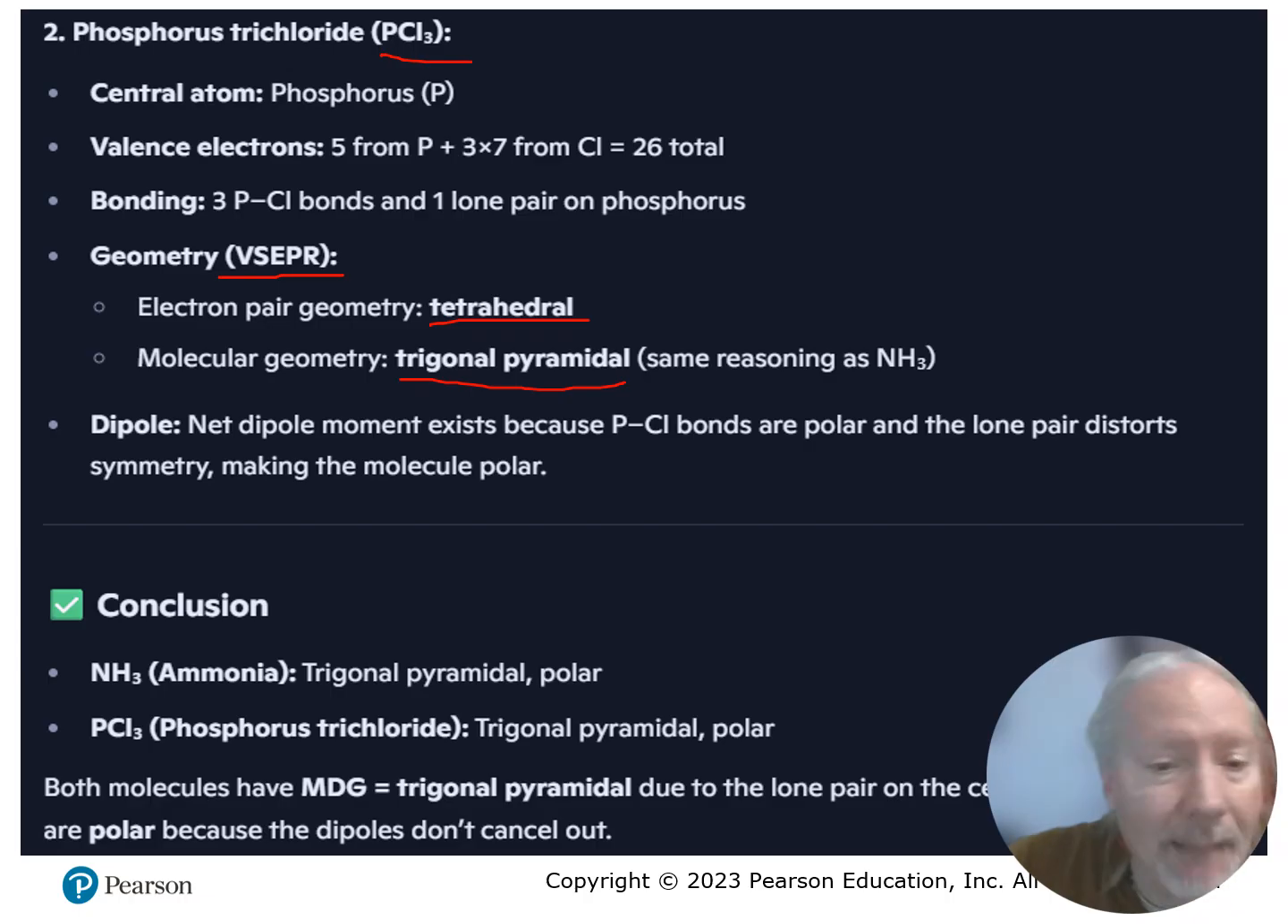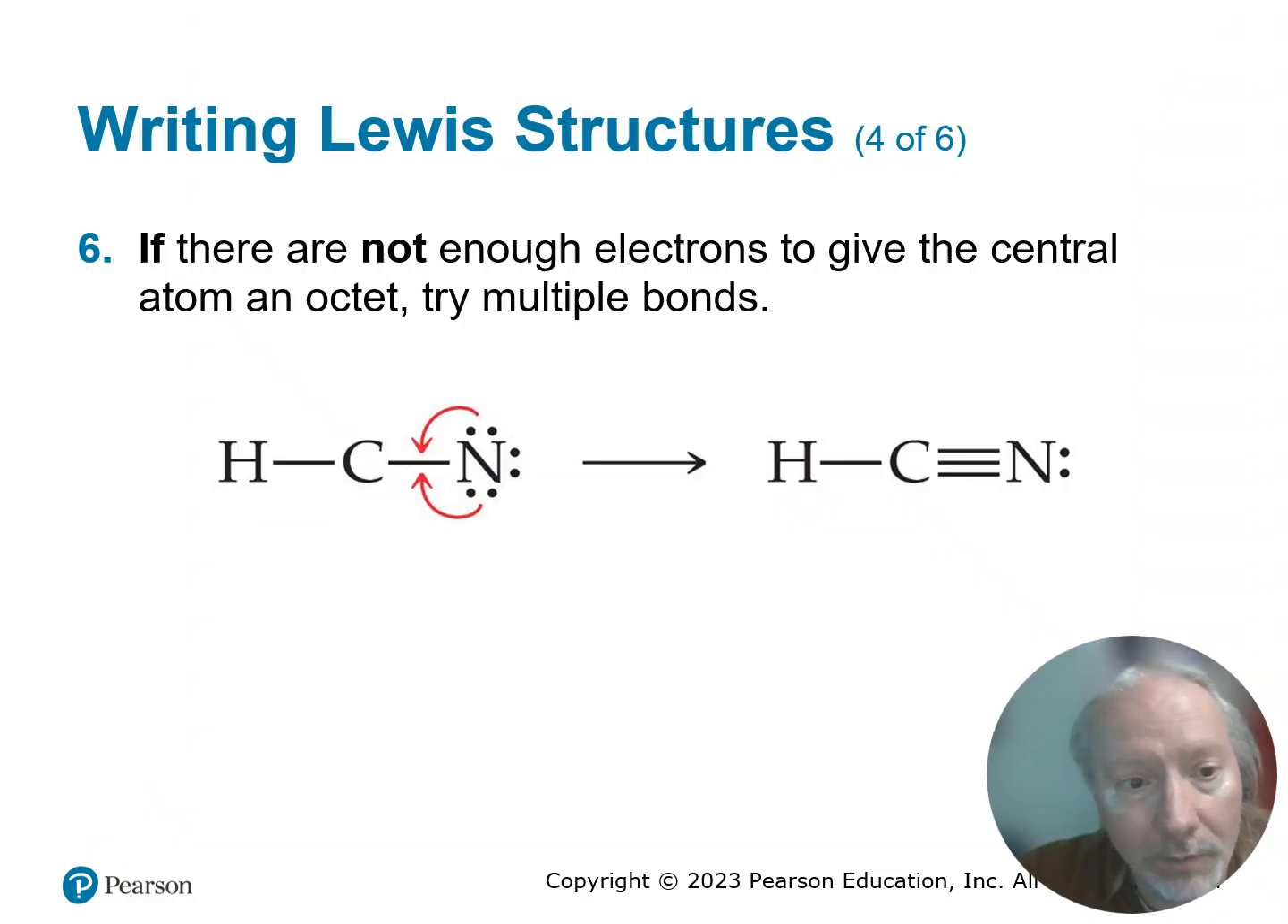You do have a net dipole with the PCl bonds. You have 3 of those, and the electron density goes towards chlorine because chlorine is more electronegative. You could look at your Pauling scale and calculate the electronegativity difference between phosphorus and chlorine. Chlorine is more electronegative. And so we learned here about ammonia, which is NH3, and PCl3, very similar. So make sure you understand the difference between molecular geometry and electron domain geometry as well.